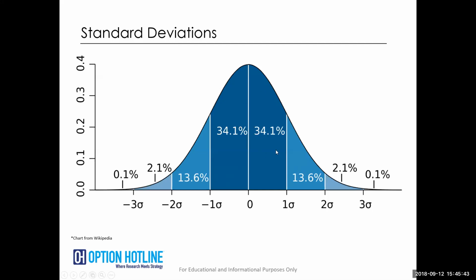Now, if I'm looking at a normal distribution, I would say that a stock will move up or down less than a standard deviation 68.2% of the time. So we'll call it two-thirds of the time, a stock's going to move within one standard deviation of the current value. And roughly 95% of the time, it's going to move within 2 standard deviations of its current move.